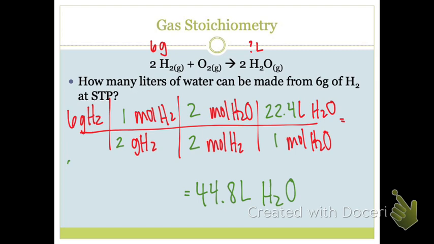Is that about what we had? 44.8 liters of water? Is that not what you had? No? Okay. Do your numbers look like mine? My numbers are the exact same. Oh, I divided by 3, not by 2. Okay, all right, let's try that again. How about 67.2? Yep, there we go. Thank you. All right, liters of water.